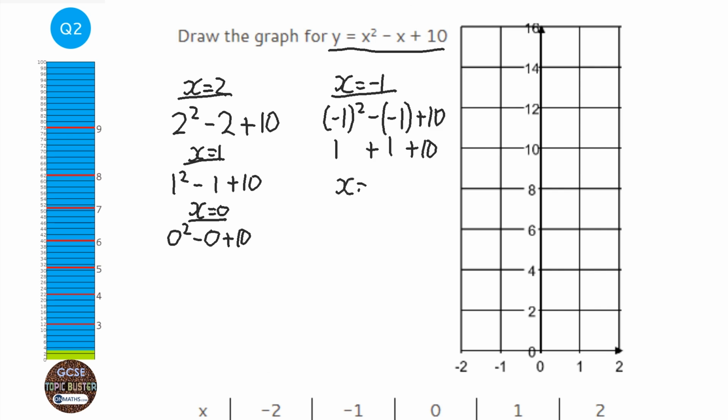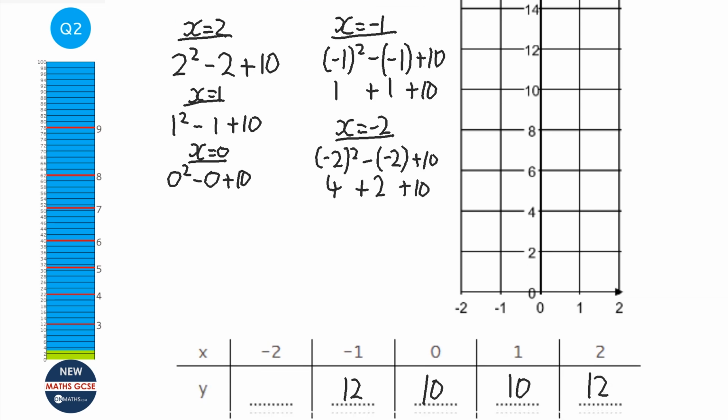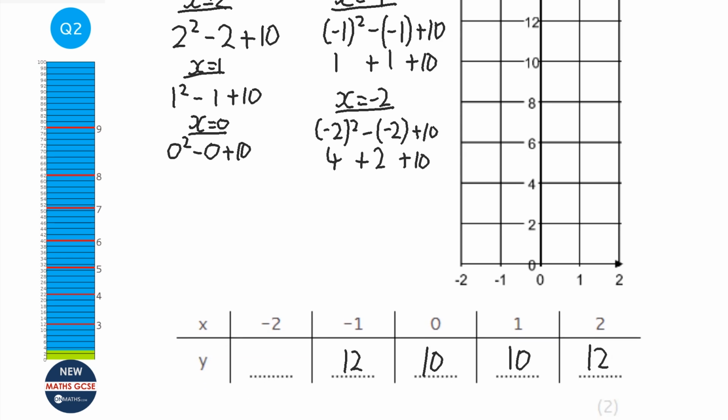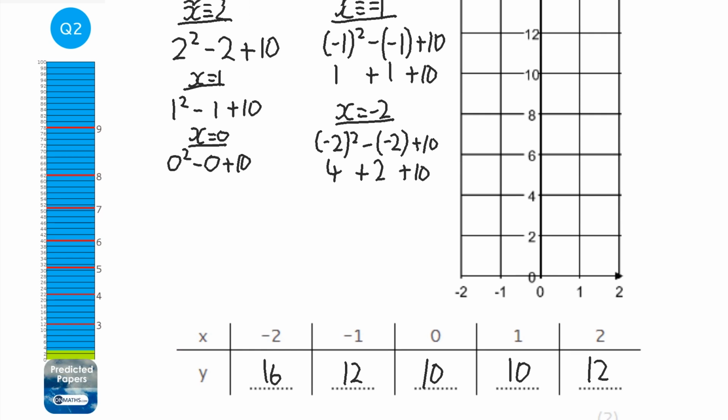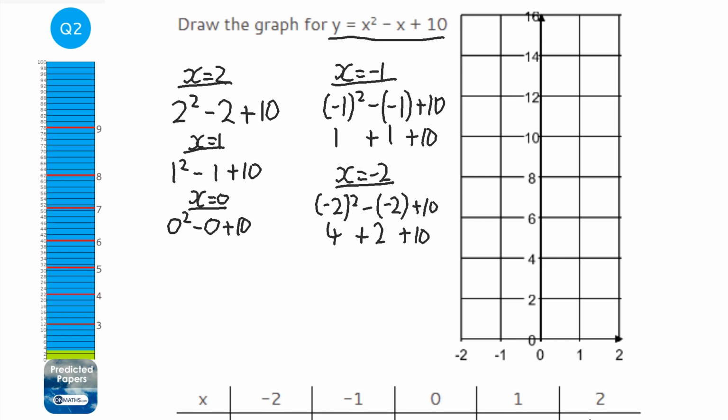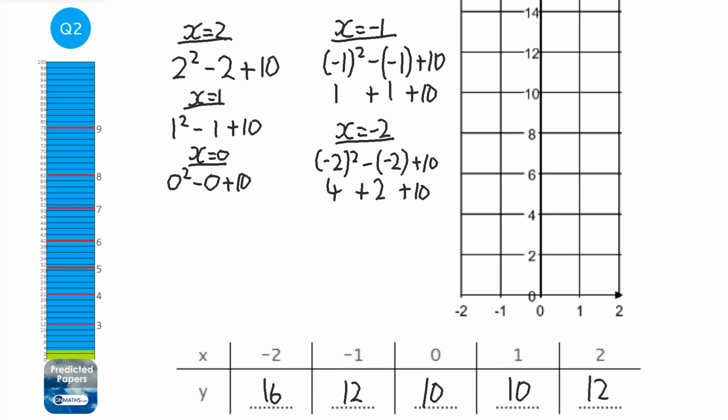And when x is -2, it's going to be -2 squared minus -2 plus 10, which is 4 plus 2 plus 10. 4 plus 2 is 6, plus 10 is 16. Okay, let's plot this onto our graph. So it's 16, was it 12?